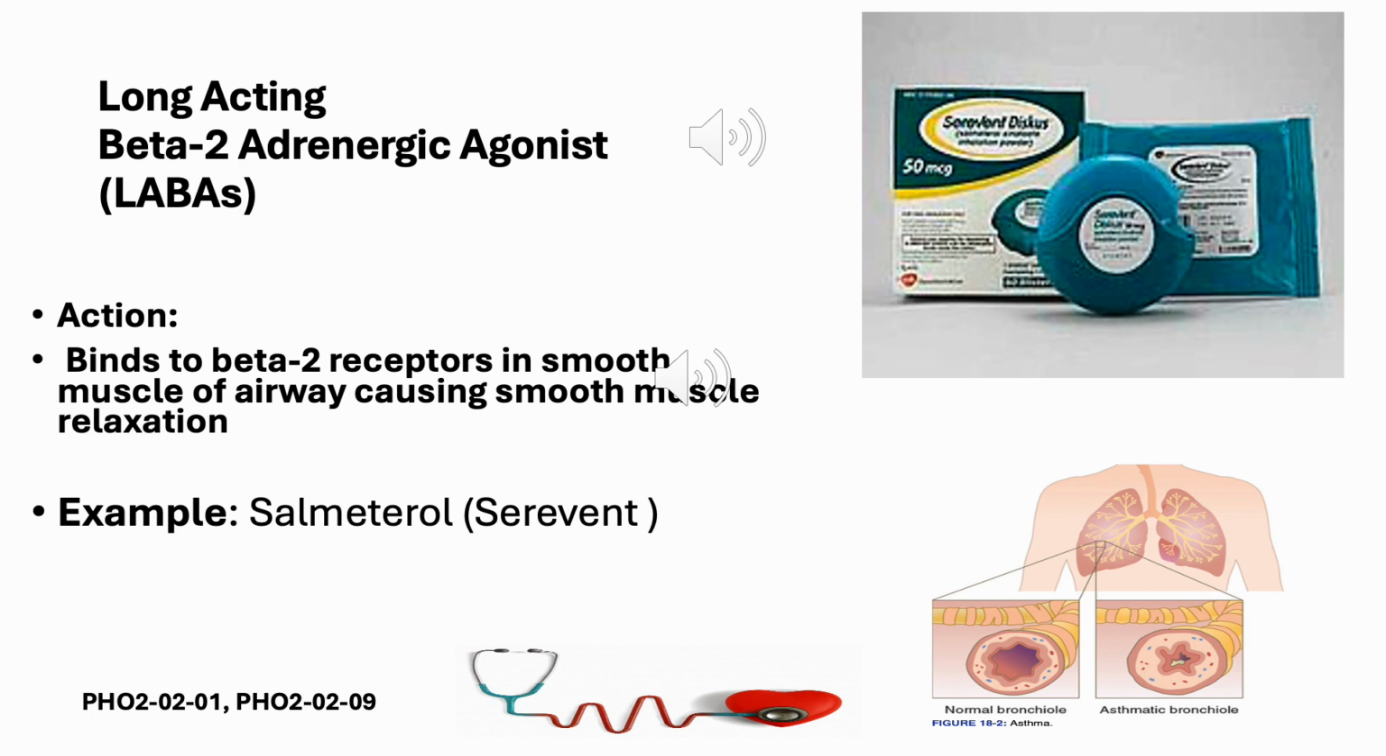The long-acting beta-2 adrenergic agonists, known as LABAs. The action is that it binds to the beta-2 receptors in smooth muscle of the airway, causing smooth muscle relaxation. An example is salmeterol, known as Serevent. Long-acting beta-2 adrenergic agonists work in the same way as SABAs, but need time to build up an effect. Therefore, LABAs are used to prevent an asthma attack because their effects last longer, but have no value during an acute asthma attack.